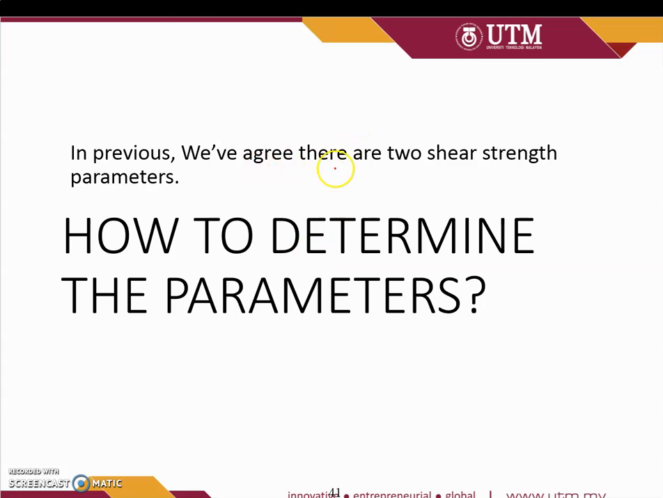We already agree that there are two important shear strength parameters, which are C and phi. Either C and phi in the total stress condition, or C prime and phi prime: the internal friction angle in the effective stress condition, and cohesion in the effective stress condition.